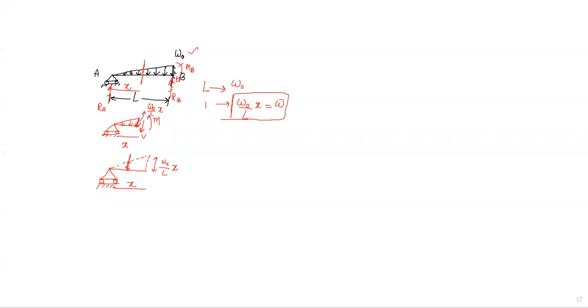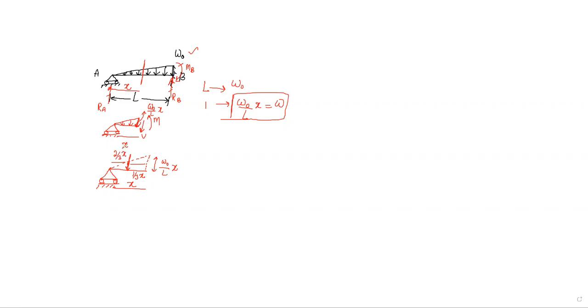Now, where is the centroid of a right angle triangle? We know from the perpendicular side, from the right 90 degree angle side, the centroid is at a distance of 1/3 of X, such that this distance from here to here is 2/3 of X. We know this concept very well.